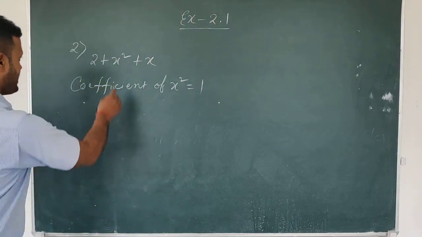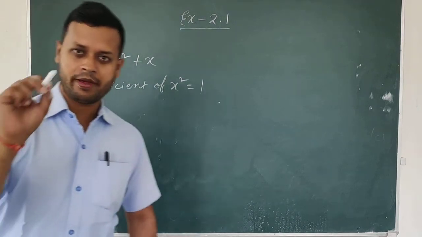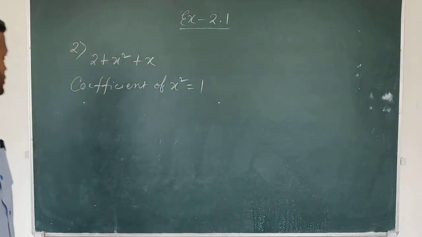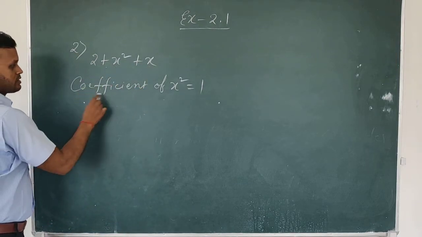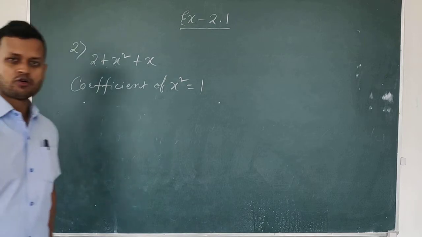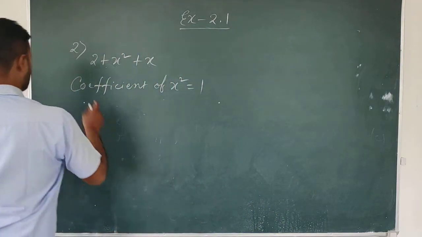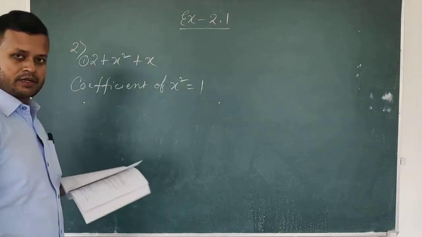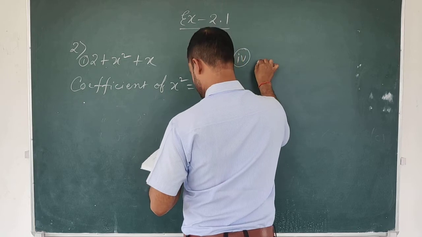See here, x square is there. So here we were asked what is the coefficient of x square in this polynomial. 2 plus x square plus x. Before x square, what number is there? 1. So therefore the coefficient of x square is 1. This was number 2, and that was number 1.